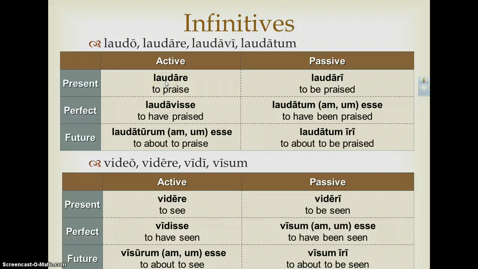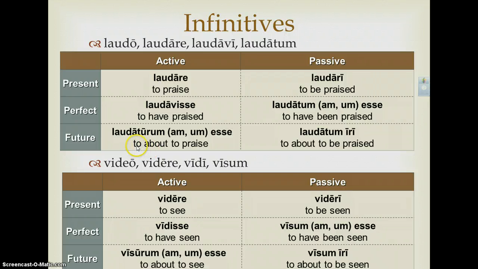First conjugation, our present active infinitive is the second principal part, laudare, to praise. To get the present passive infinitive for the first conjugation, you replace the final E with a long I, and it translates to be praised. The perfect active infinitive is the perfect active stem plus isse, so to have praised, laudavisse. Perfect passive infinitive is the fourth principal part, usually with an accusative ending on it, and I'll explain why in a little bit, plus the infinitive esse, to have been praised.